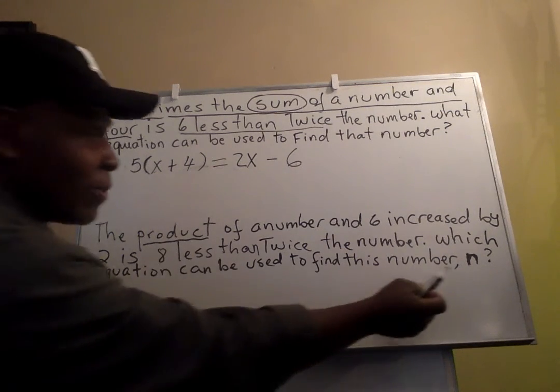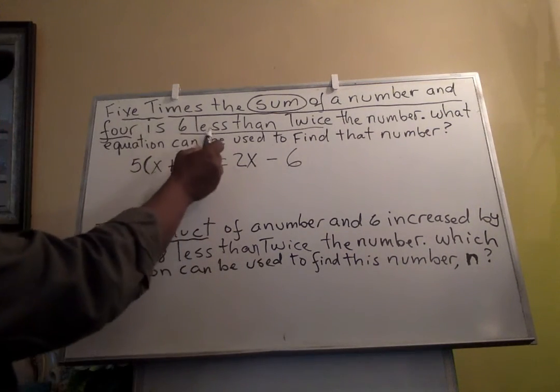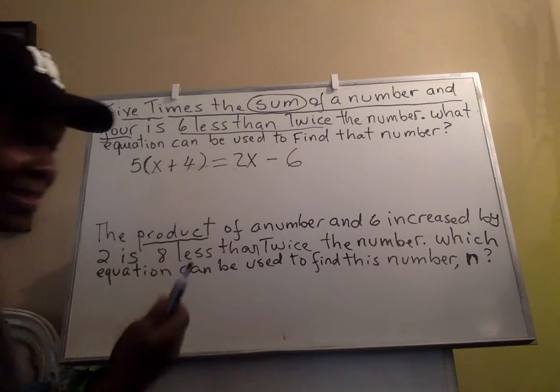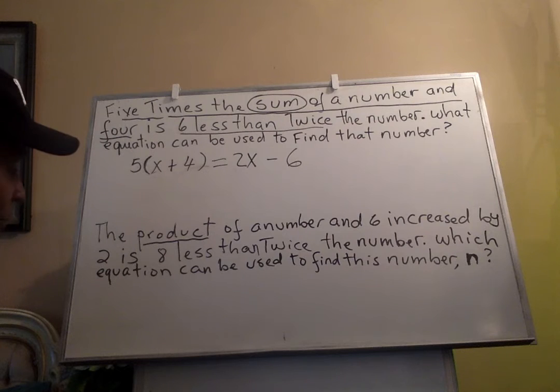N. So notice this one they give you the letter to use. This one they didn't give it to me. I'm the one who chose X. But when they give you that letter to use, n instead of x, okay, they might take off points for that if you choose another letter.